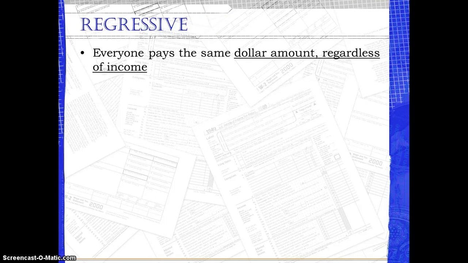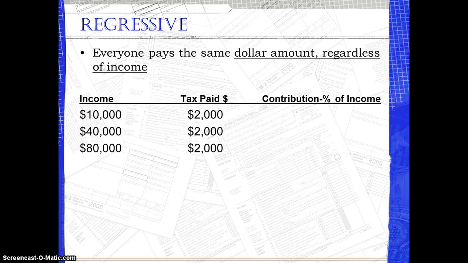Regressive tax. A regressive tax is everyone pays the same dollar amount regardless of income. So let's look at income again. They would pay the same dollar amount, which would obviously be different than the percentage of their income. So if everyone had to pay a $2,000 tax, so if it was a regressive tax, the contribution would vary greatly based on how much you make. So this would negatively affect those making the least amount of money because they'd be paying the most in taxes, and it would benefit those making the most amount of money. They'd be paying the least by percent in taxes.